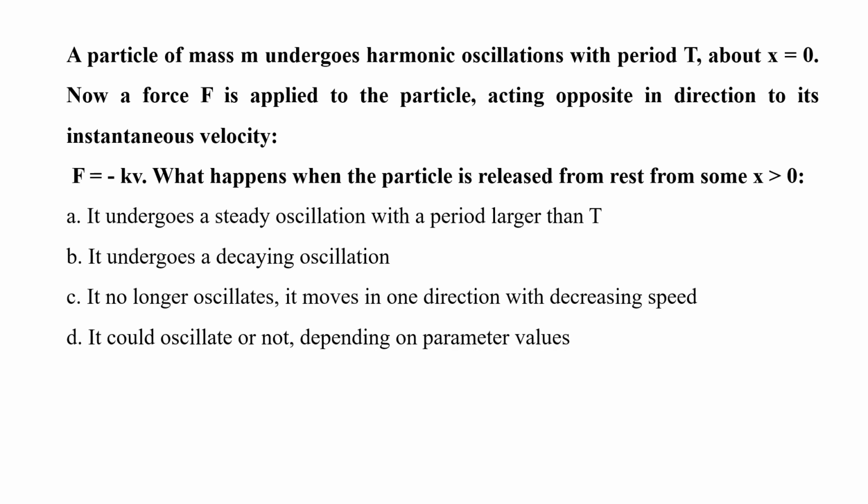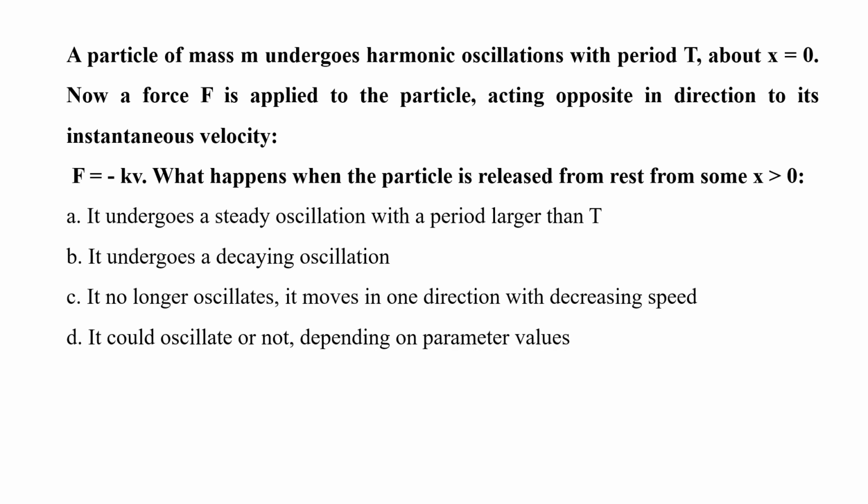A particle of mass m undergoes harmonic oscillations with period T about x equal to 0. Now, a force F is applied to the particle acting opposite in direction to its instantaneous velocity. F is equal to minus kV. What happens when the particle is released from rest from some x greater than 0? A. It undergoes a steady oscillation with a period larger than T. B. It undergoes decaying oscillation. C. It no longer oscillates, it only moves in one direction with decreasing speed. Or D. It could oscillate or not depending on its parameter values.